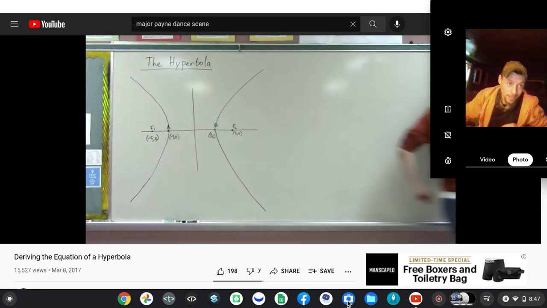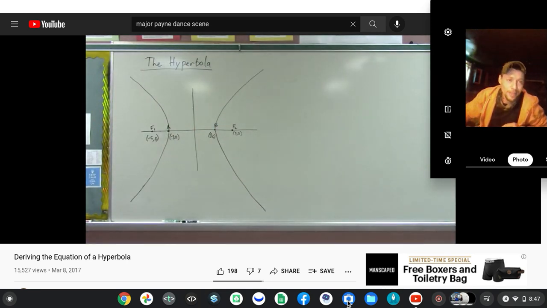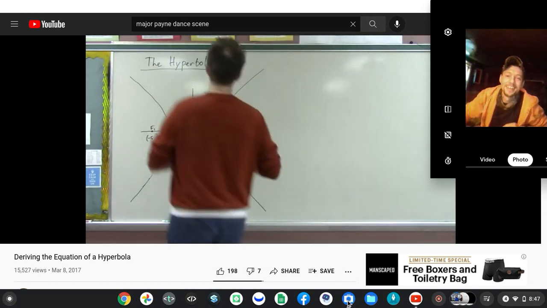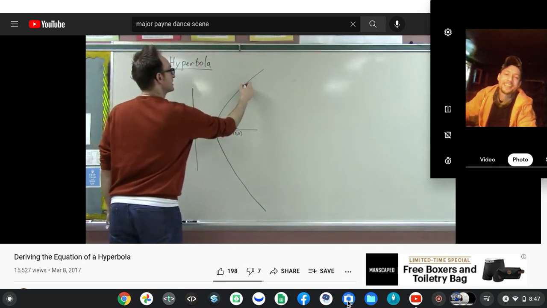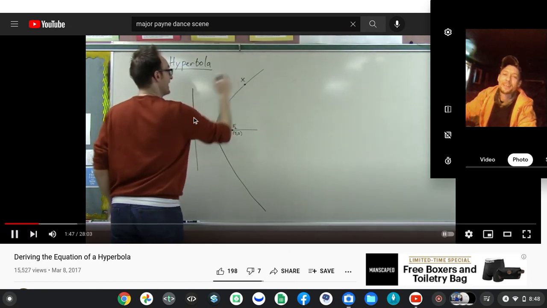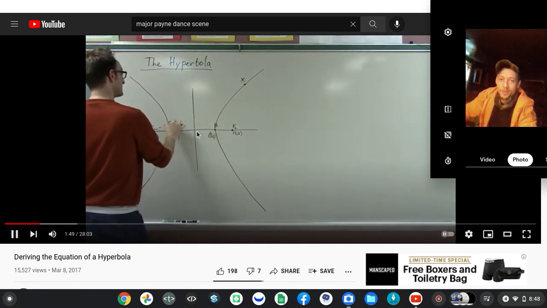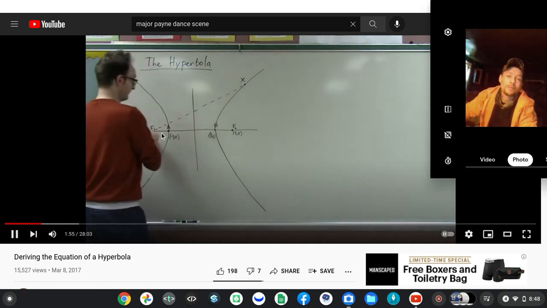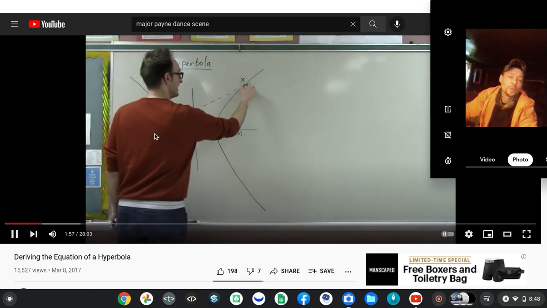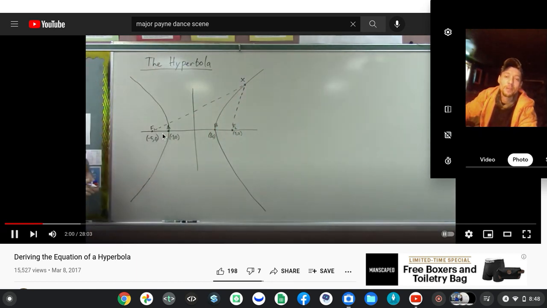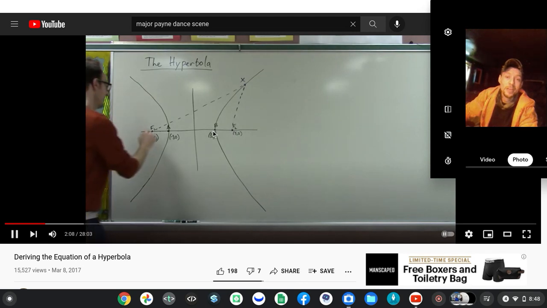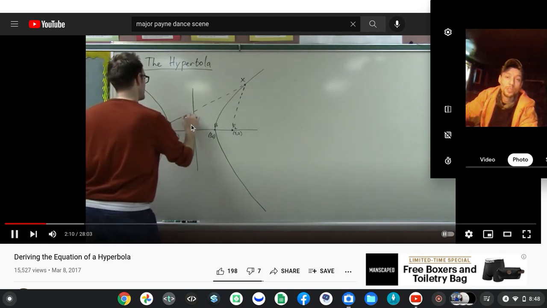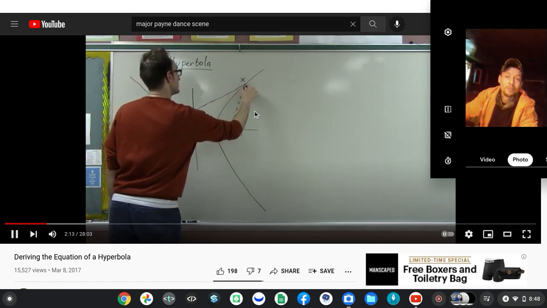What's true is, if I take any point on the hyperbola, there it is, I will call it X. From X to one of the foci, F1, and from X to the other focus, F2. Let's call that the distance from X to F1 and the distance from X to F2. The coordinates of X are x and y, pretty much squared away.